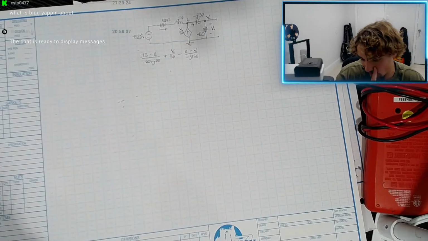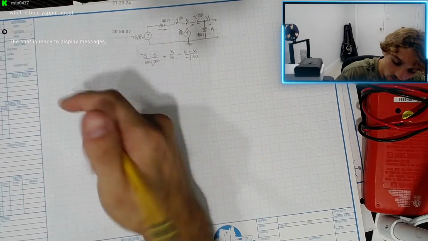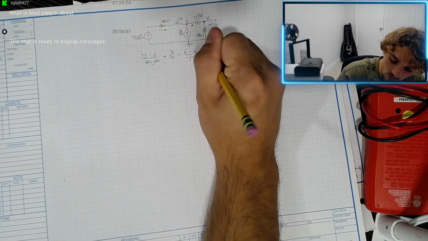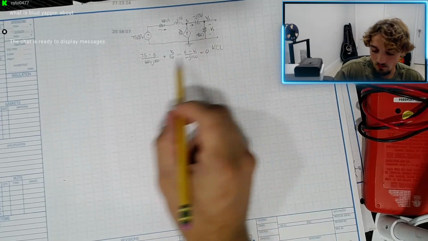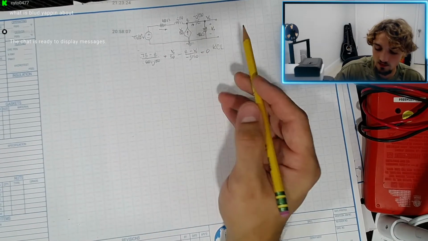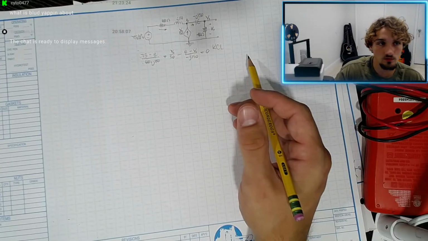Alright, and then that's the impedance of our capacitor. So now all this equals 0. That's KCL. So KCL, using Ohm's law, of course.